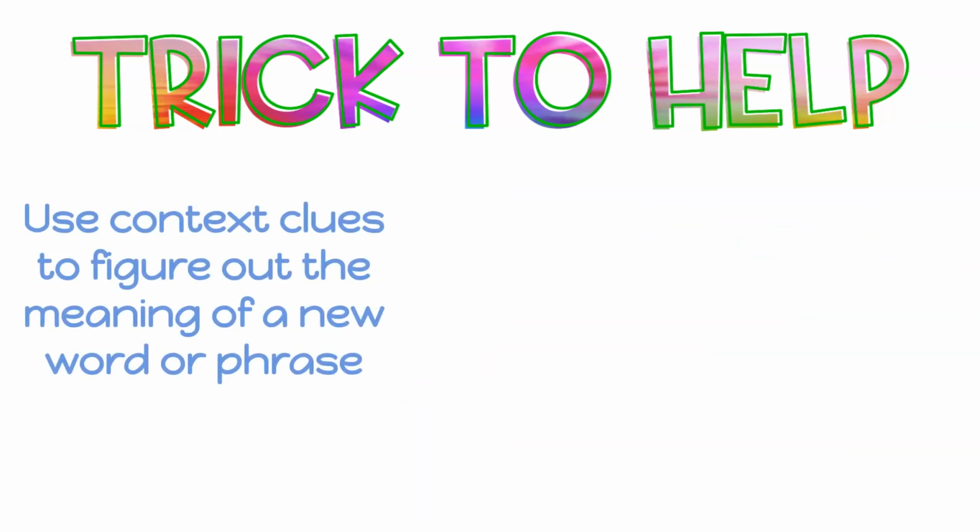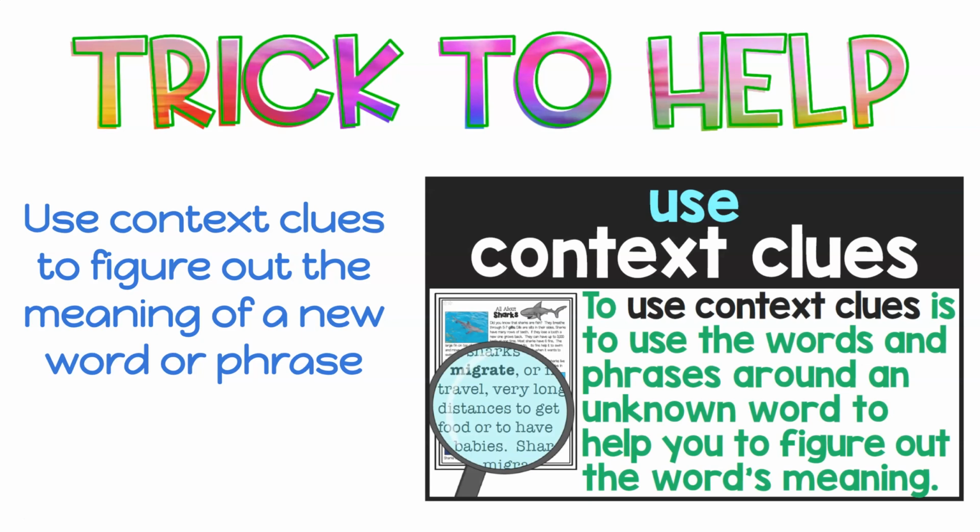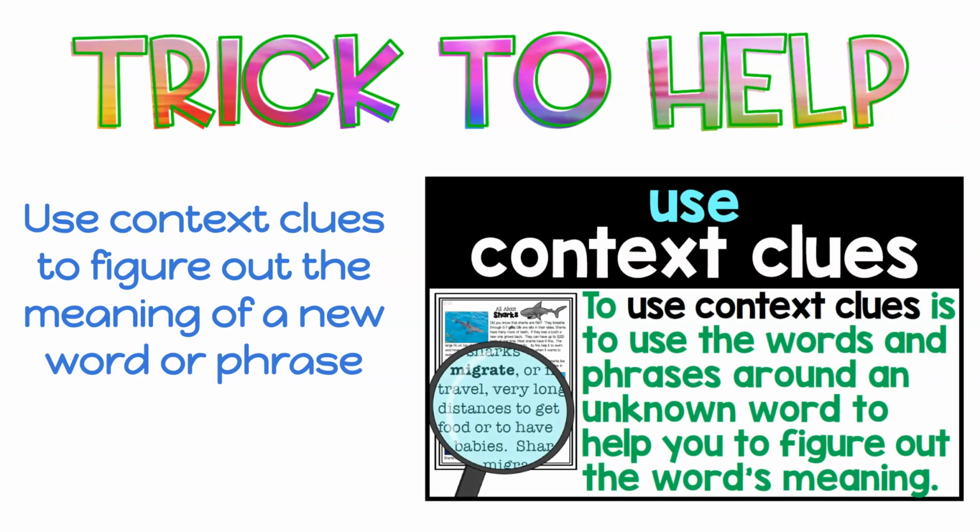Another fix-up strategy is using context clues to figure out the meaning of a new word or phrase. So when you use context clues, you use the words and phrases around a word that you don't know to help you figure out what it means.